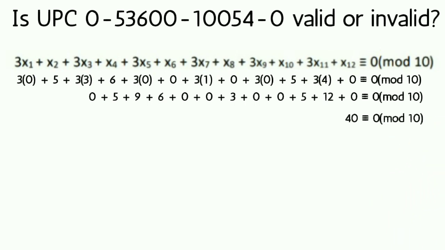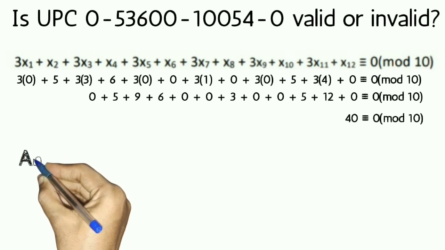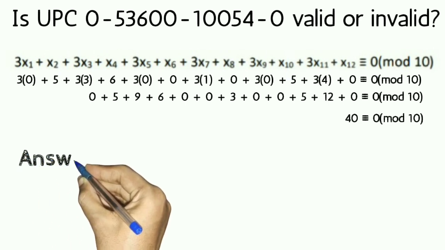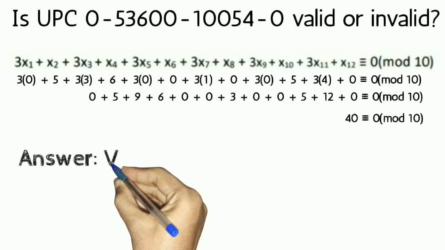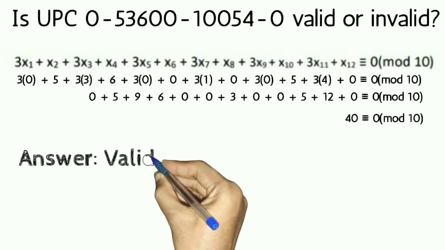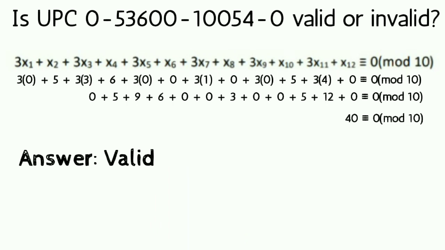Remember that 40 minus 0 should be divisible by 10. 40 minus 0 is 40, divided by 10 is equal to 4. Since 40 minus 0 is divisible by 10, then UPC 053600100540 is valid because the calculation results in a true statement. 40 and 0 are congruent modulo 10.